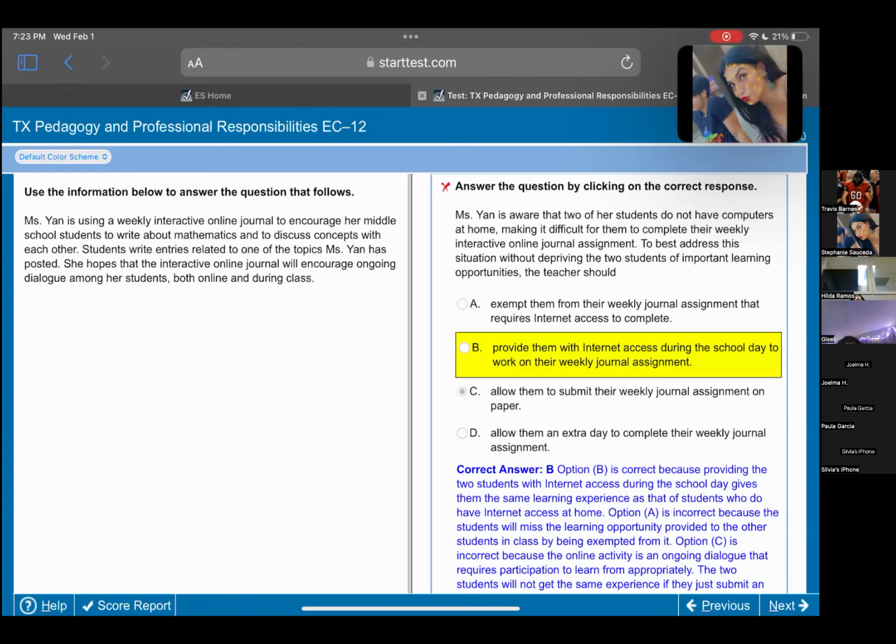So never erase the activity. So A will always be wrong. B can sometimes be right. Not B. C can sometimes be right. If B is impeding or depriving them of important learning, then you wouldn't want to do that.